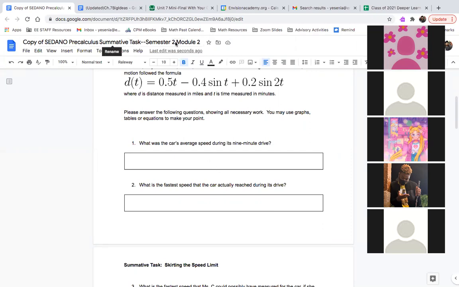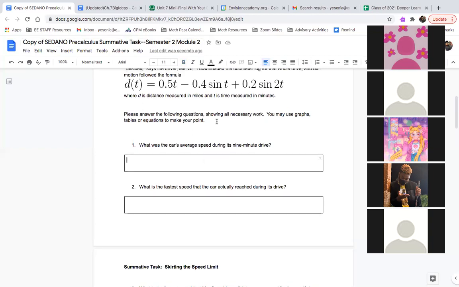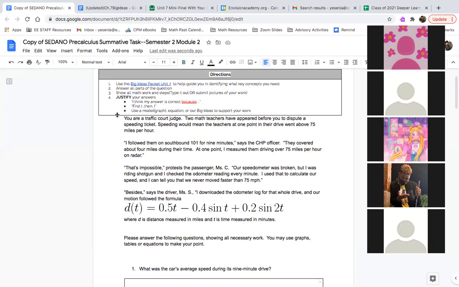All right, so let us begin with question number 1. Here I'm on my own copy. You all are going to be in your own copy because the first thing you want to do, of course, is read the question, right? So overall, you are actually a traffic court judge. That's your role in this assignment.